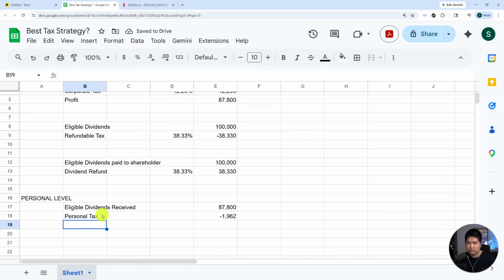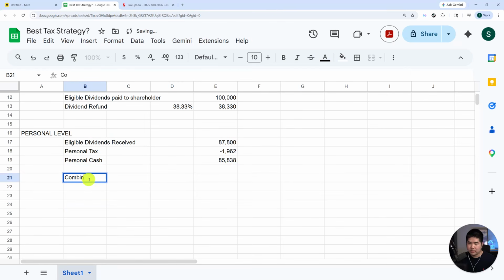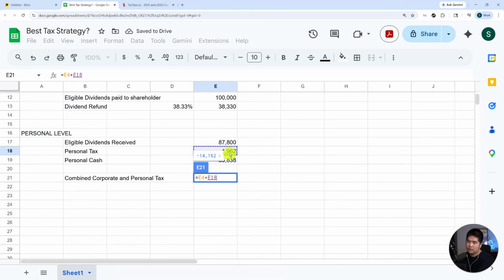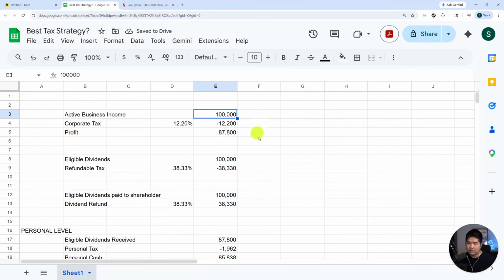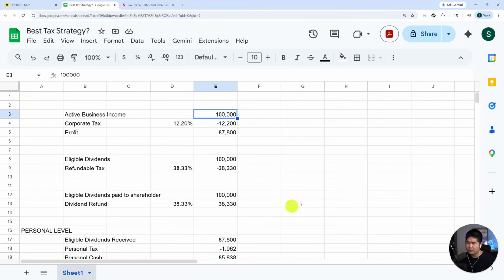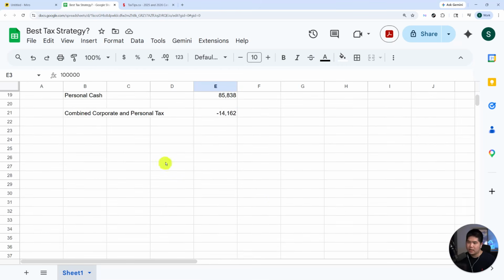So then personal cash, combined corporate and personal tax. Effectively, we paid $14,000 in taxes on $100,000 profit, which is amazing. And if we actually compare, so let's say scenario number one.